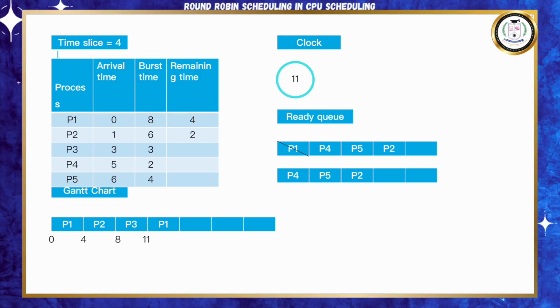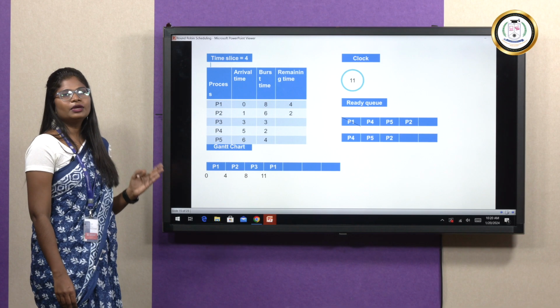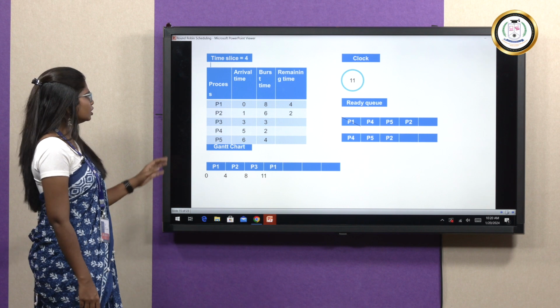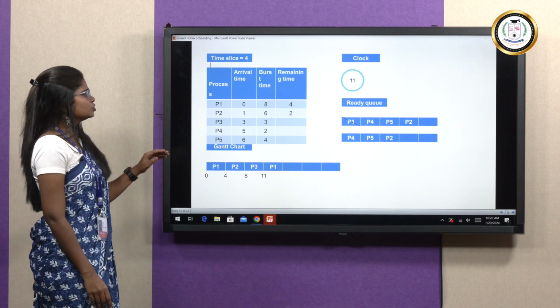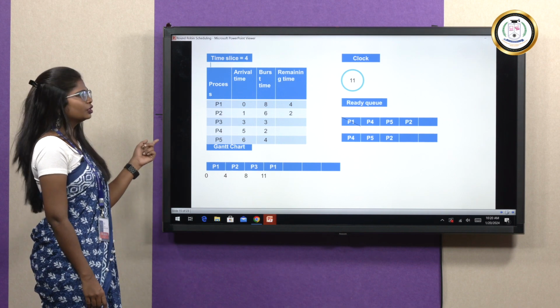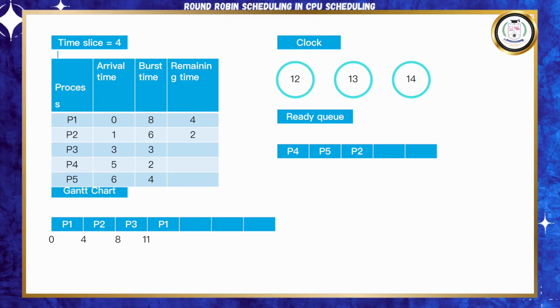And at clock time 11, P3 will complete its execution, as it needs only 3 milliseconds for its full execution. So it completes its execution totally, and now it doesn't have any remaining time. So P3 will not be added into the ready queue again. So the next process will come for execution.